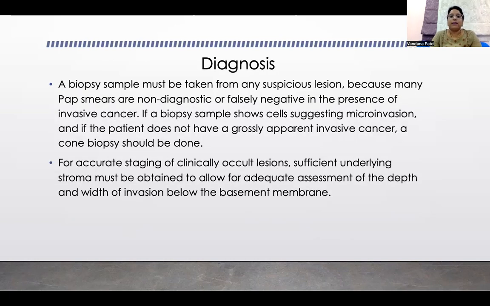Diagnosis: a biopsy sample must be taken from the suspicious lesion, because many times pap smears give a false positive result. So it is always a better option to go with the biopsy. If the biopsy sample shows cells suggesting microinvasion, and the patient does not have a grossly apparent invasive cancer, a cone biopsy should be done. For accurate staging of clinically occult lesions, sufficient underlying stroma must be obtained to allow for adequate assessment of the depth and width of invasion below the basement membrane.